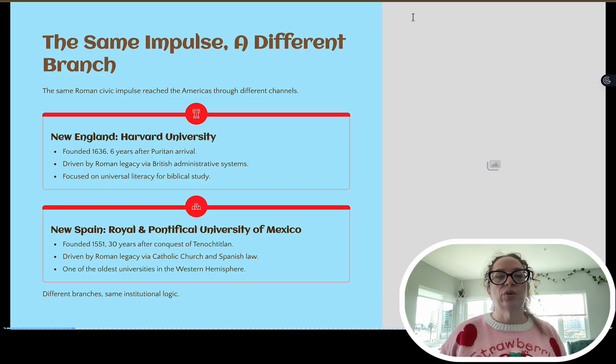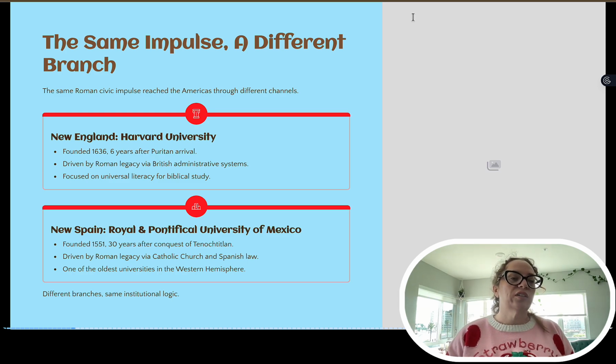So 30 years after the conquest of Tenochtitlan, 85 years before Harvard. It's one of the oldest universities in the Western Hemisphere, operating in the New World before England had even established a single settlement on the North American continent. So why does that matter here? Because it's the same story. It's a different branch, same transmission chain.